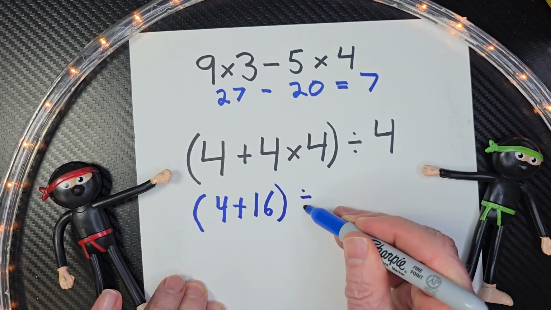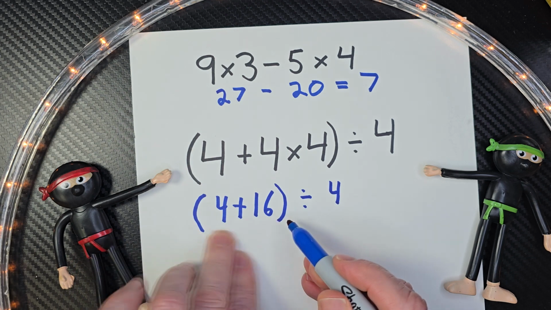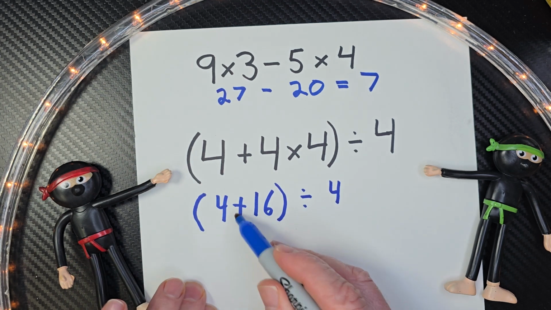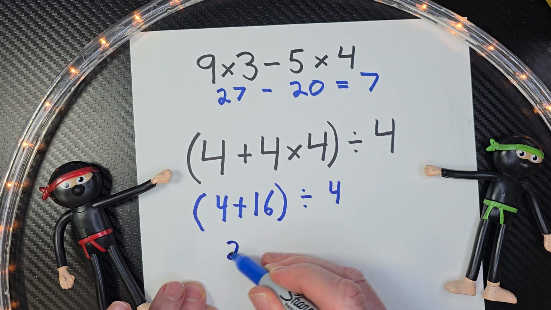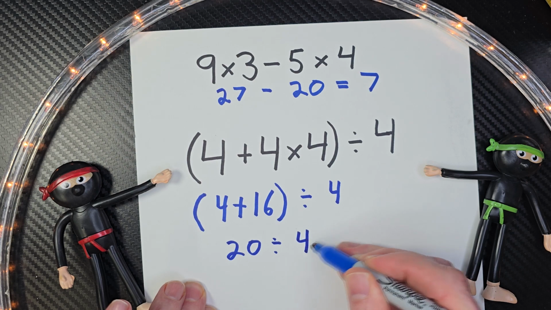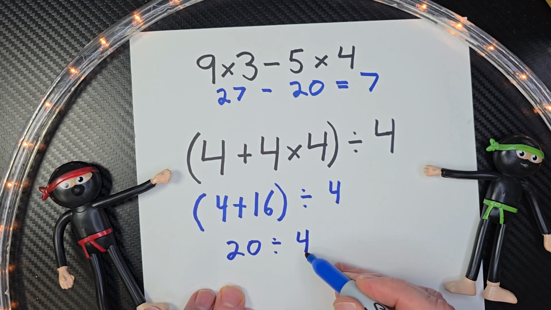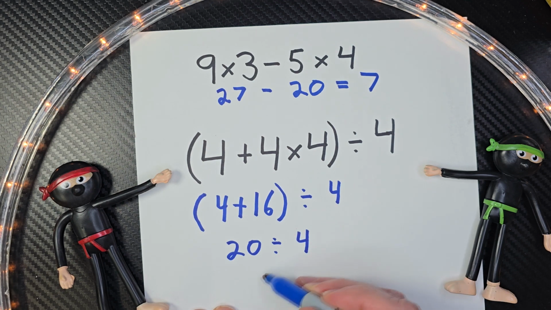And then divided by 4. We still need to do what's inside the parentheses here. So 4 plus 16 is, that's right, 20, divided by 4. And 20 divided by 4, that's right, 5. 5, 10, 15, 20. So our answer is 5.